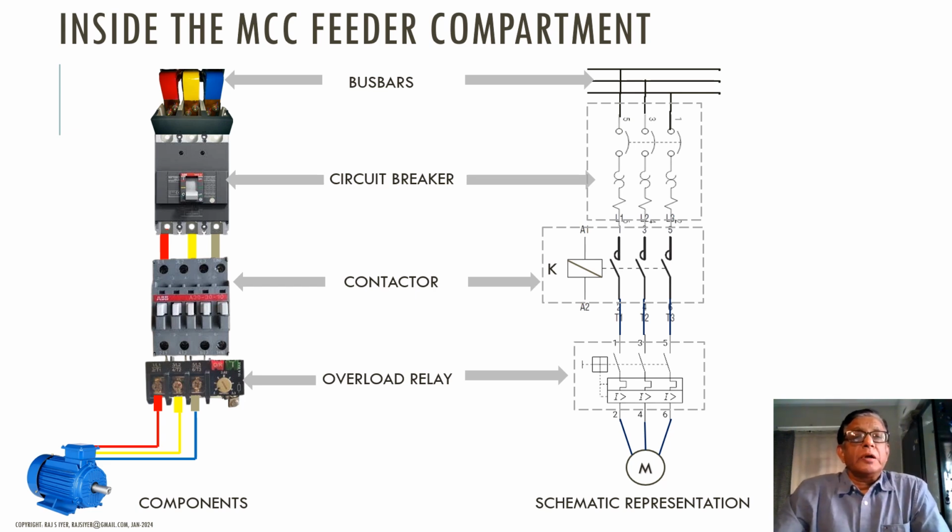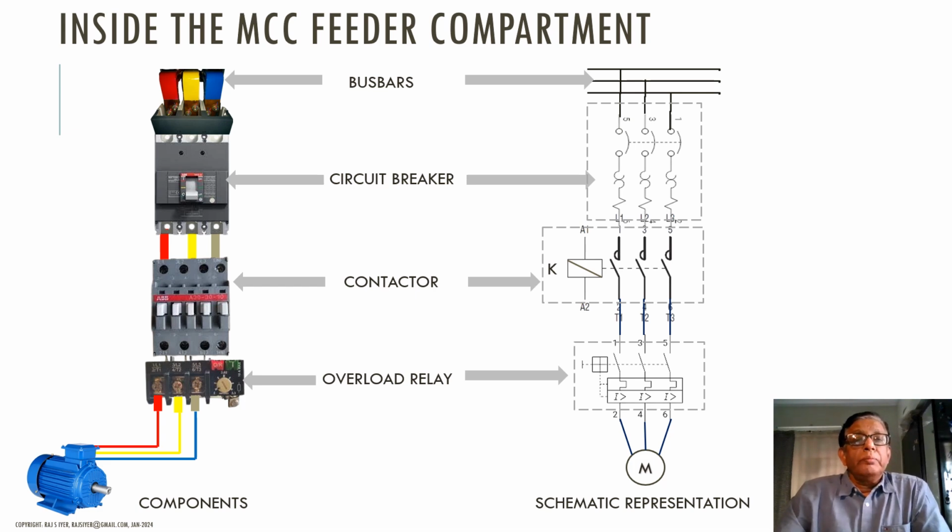And immediately after the bus bar, you find the circuit breaker. This circuit breaker is for short circuit protection. Some circuit breakers also have overload protection, but typically it can even be a wide fuse. Of course, these things depend upon the fault level and current taken by the motor, full load current of the motor, and things like that.